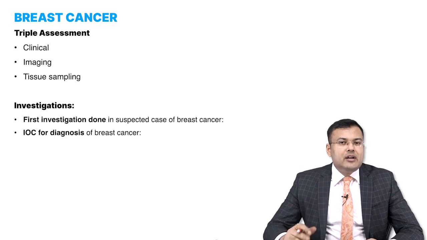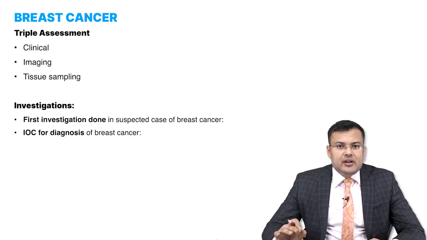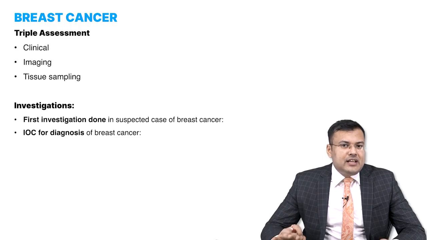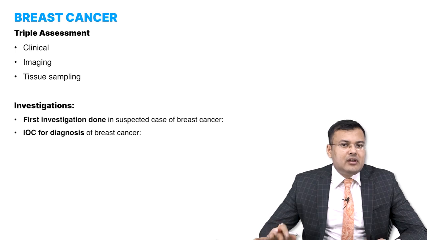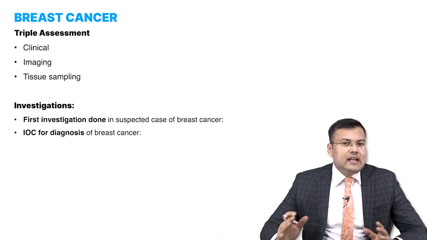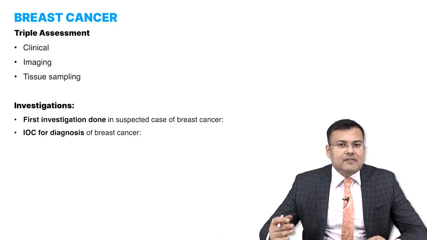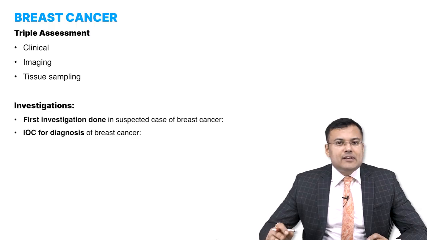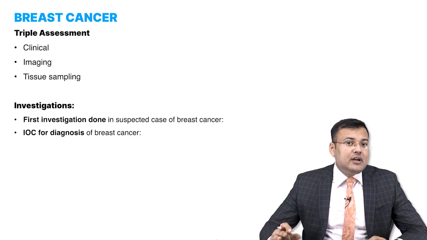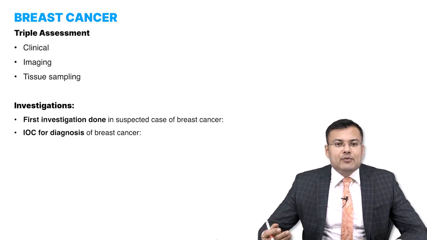So what did you see here? If a patient comes to you, you take the history and perform the examination, so first clinical signs and symptoms. After that, we send the patient for investigation, imaging. What is the first investigation done in a suspected case of breast cancer? Mammography. Another investigation which can be done is ultrasound. After that, for confirmation, we send the patient for tissue sampling, so we go for biopsy or FNAC.